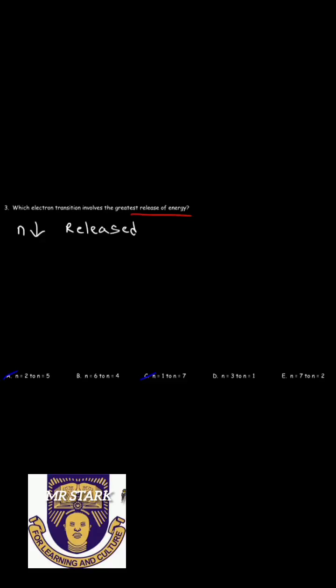A quick way to tell is to look at the final energy level. Here the final energy level is 4, here it's 1, and here it's 2. Typically the answer is going to be the one with the lowest energy level. So it's going to be D, because n equals 1 is less than 2 or 4. And it really doesn't depend on the difference between the energy levels.